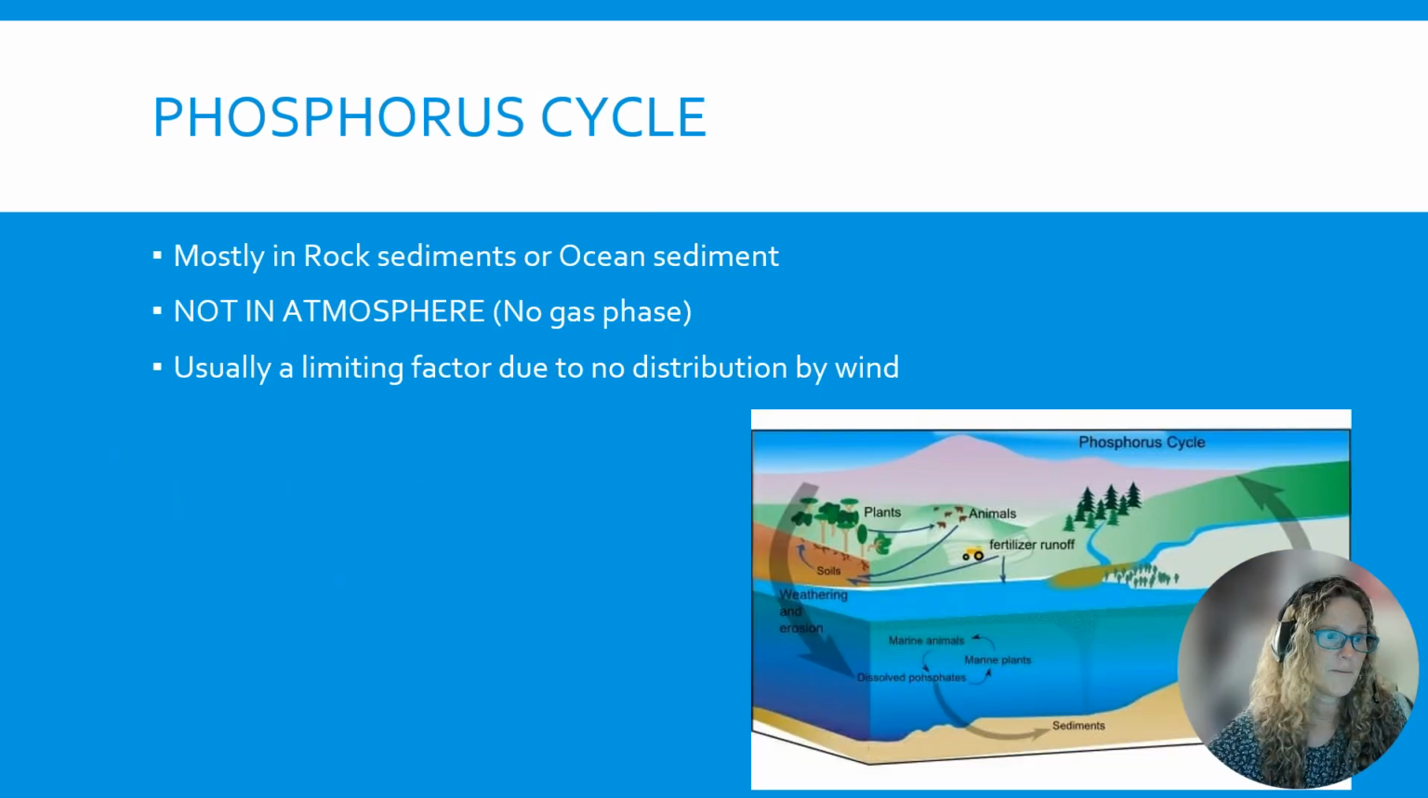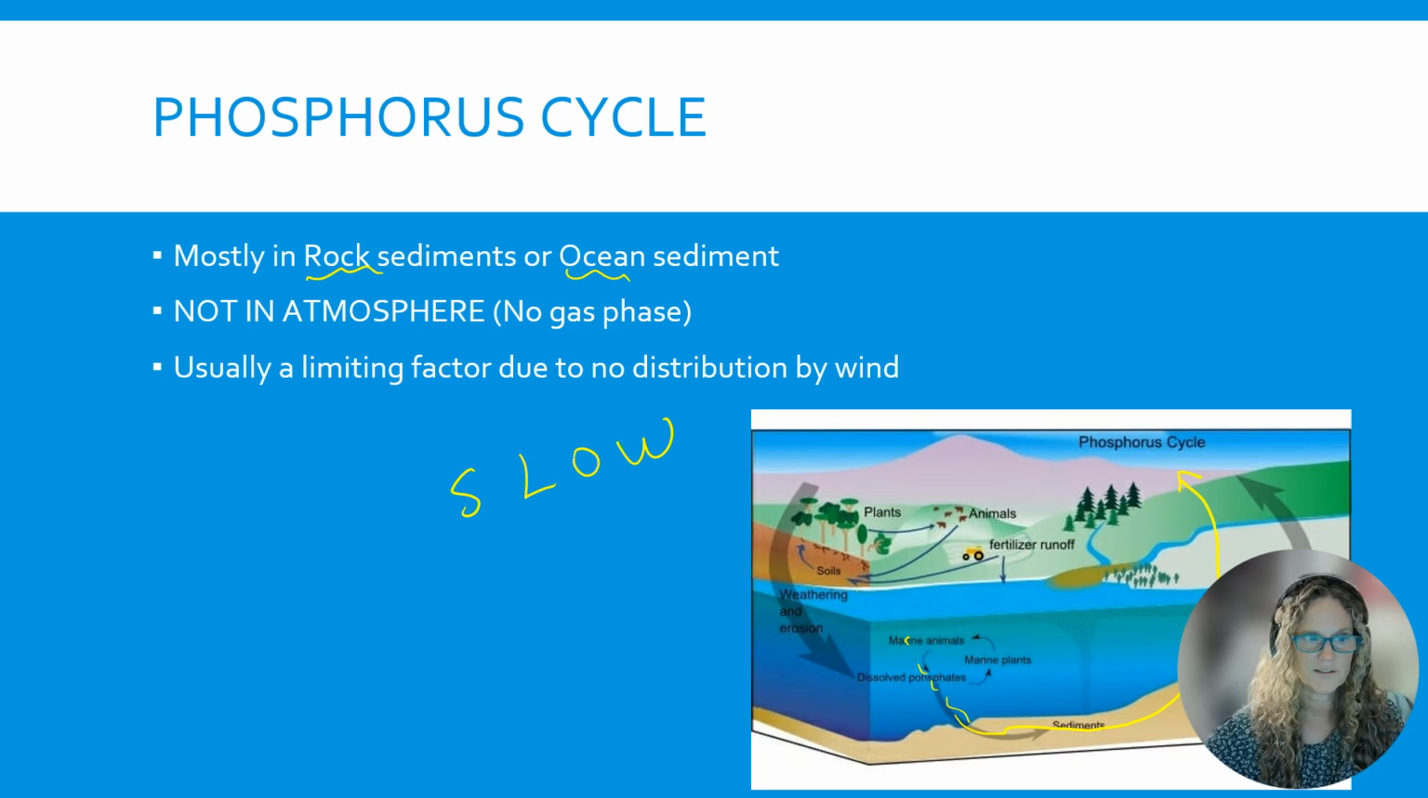The phosphorus cycle is mostly in rock or ocean because it does not get cycled around in the atmosphere. Because of that, it goes really slow. And so these organisms die, they get in the soil or in the ocean, they sink down, and then they get cycled around in the rock cycle and come out in a volcano or through plate tectonics, but it takes a long time for that to happen.